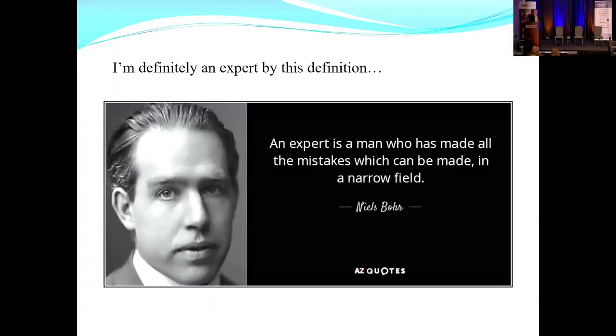I am an expert in this subject, if you define an expert as a man who's made all the mistakes which can be made in a narrow field, because I've made all the mistakes you can make in this field, and I'd like to tell you all about it.